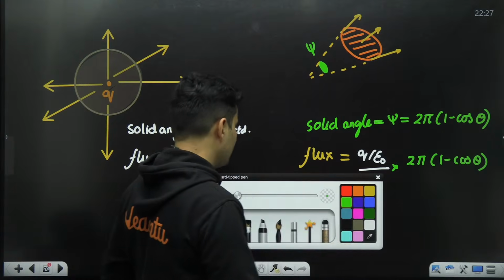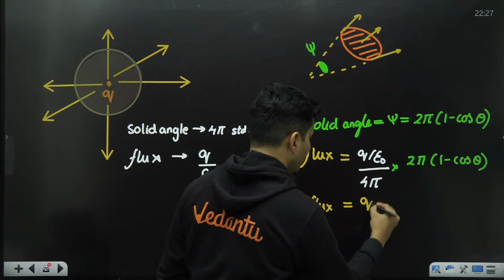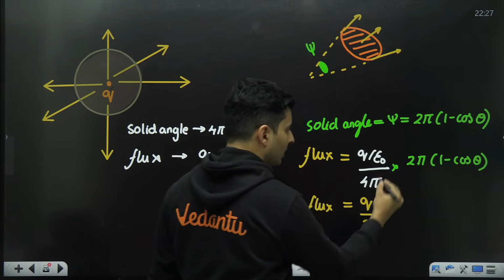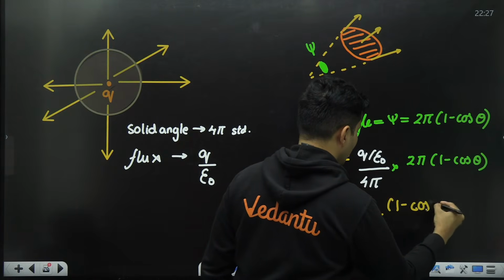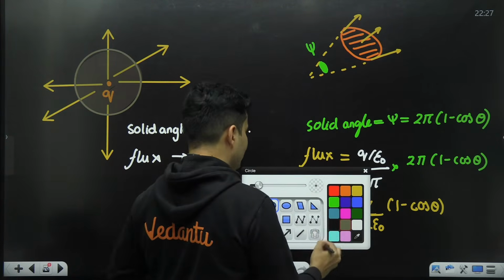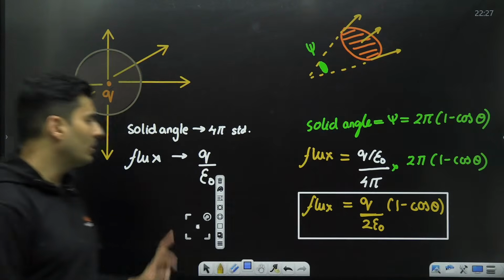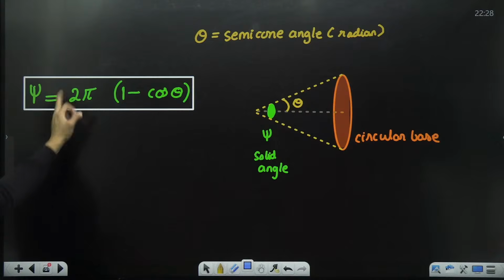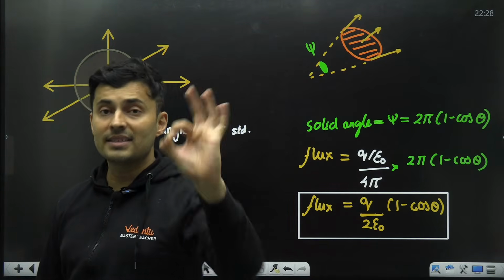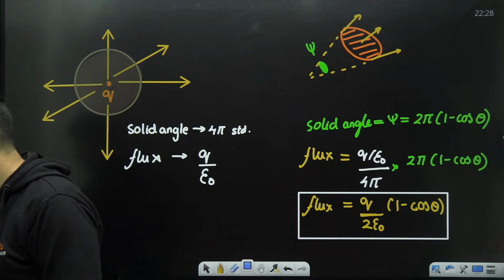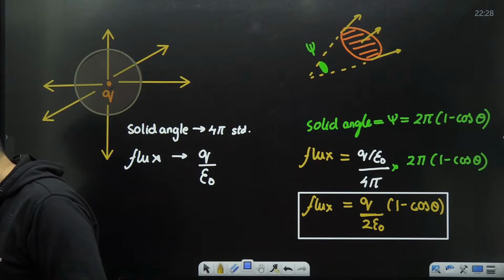Pi cancels, so the flux which I get will be Q divided by 2 epsilon naught, into 1 minus cos theta. Now this formula is very important, obviously, for calculation purposes. You should remember it, but the final derivation result is very important in certain JEE Advanced questions and maybe even in JEE Mains. I hope this is absolutely clear.